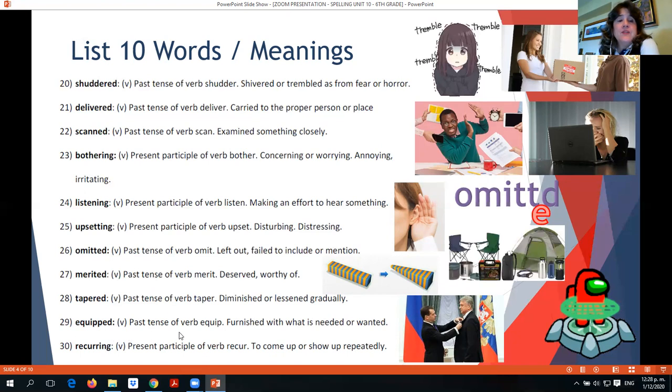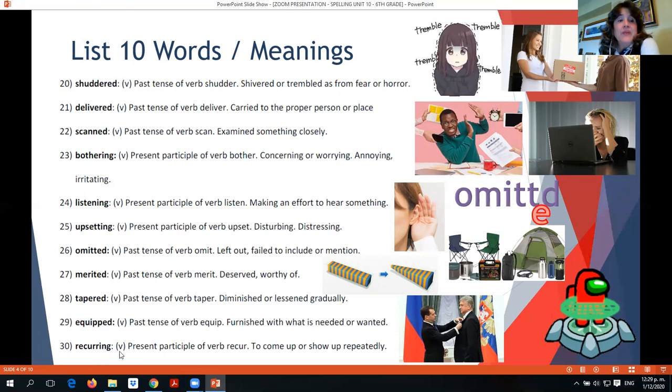Equipped is the past tense of the verb equip, and it means furnished with what is needed or required or wanted. For example, if you have all this stuff here, a tent, portable chairs, a cooler, a lamp, okay, you are equipped for camping, for example.